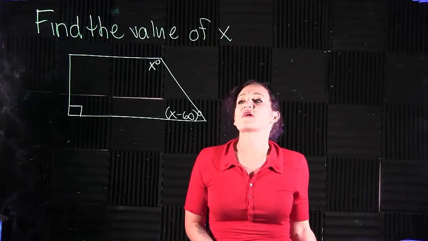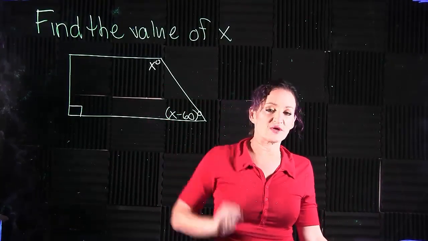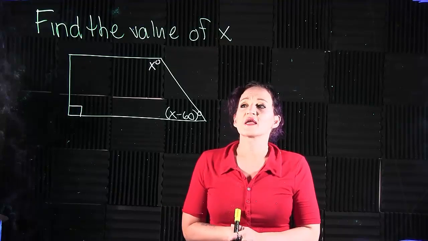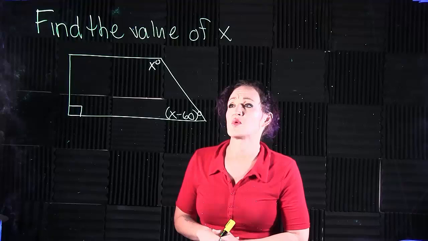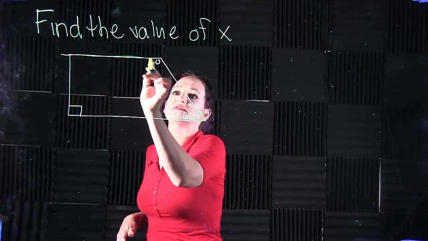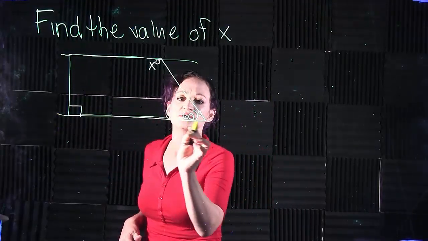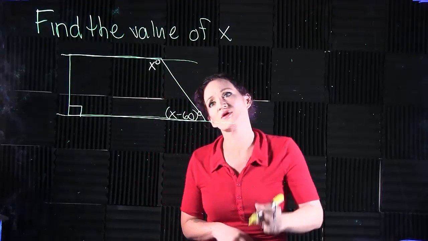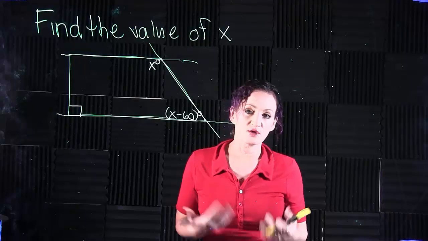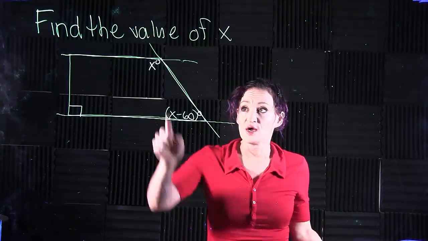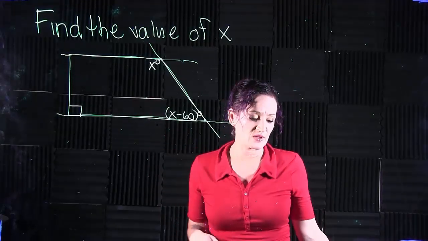For this problem, we're going to find the value of x labeled right over here in this corner. We're taking a look at a parallelogram, with the two parallel lines being the top and the bottom of this figure. This diagonal line over here is what's known as the transversal, a transversal that cuts through two parallel lines.